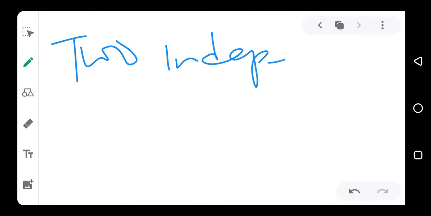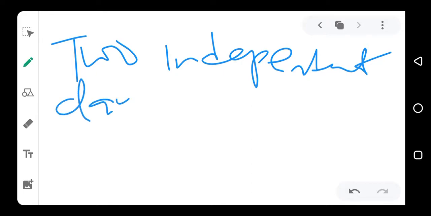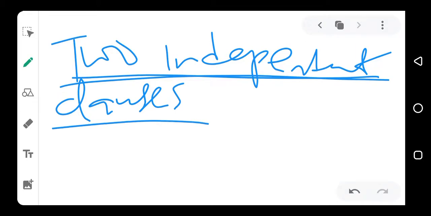Then we have a case where two independent clauses are coming together to form a sentence. Now, the rule is this: when two independent clauses are coming together to form a sentence, the first rule is that we have to separate the two independent clauses with a semicolon. If it is a dependent clause and an independent clause, we separate with a comma. But if it is two independent clauses that are coming together to form a sentence, we separate with a semicolon. That's rule 1.